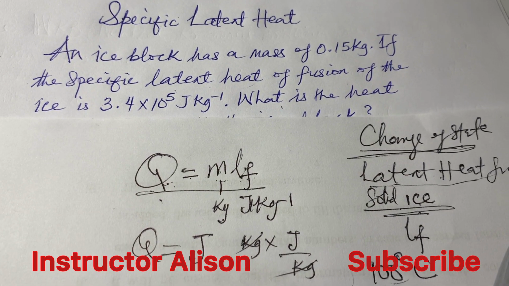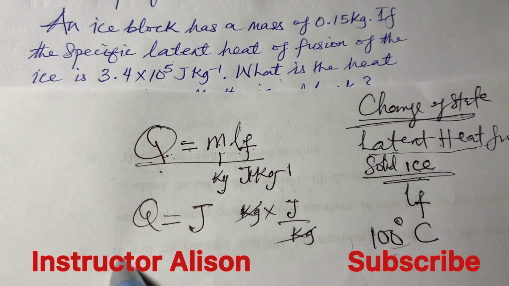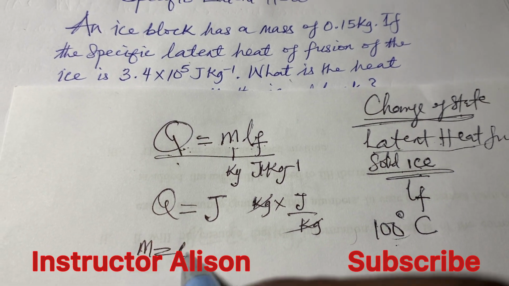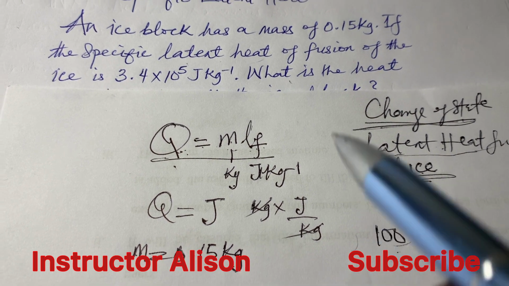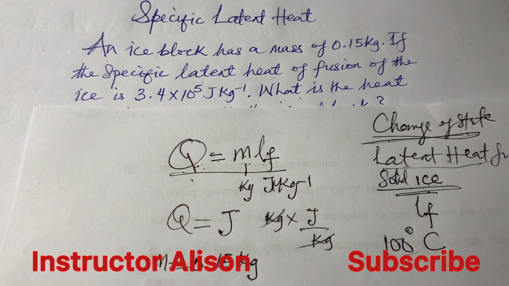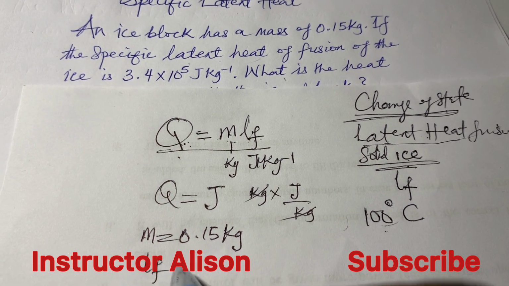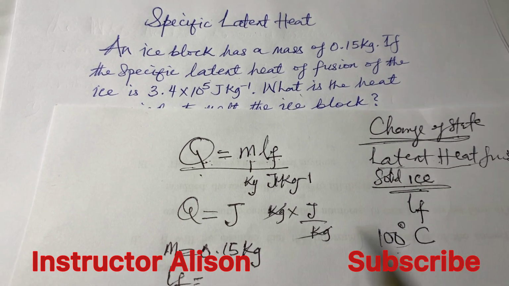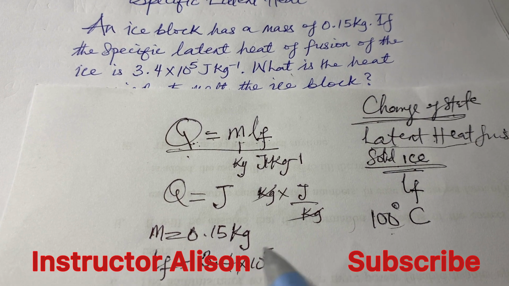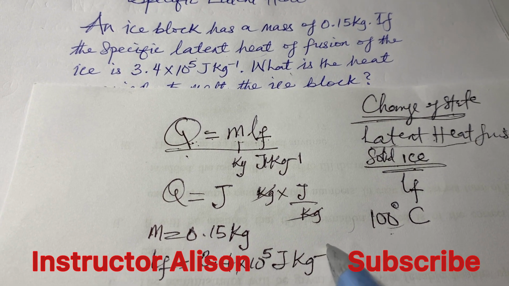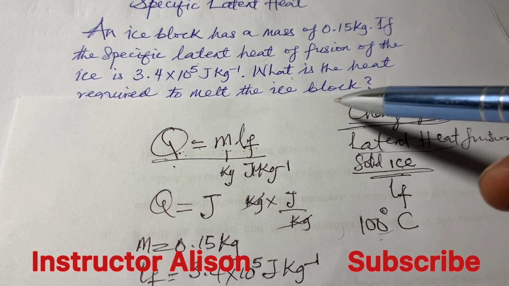So let's solve this problem. An ice block has a mass of, so let's bring out the parameters. The mass is given as 0.15 kilogram. If the specific latent heat of fusion of the ice is 3.4 times 10 to the fifth power joule per kilogram, what is the heat required to melt the ice block?